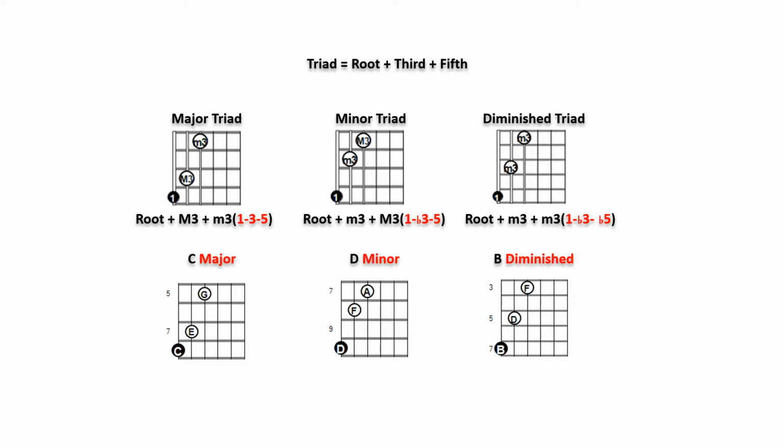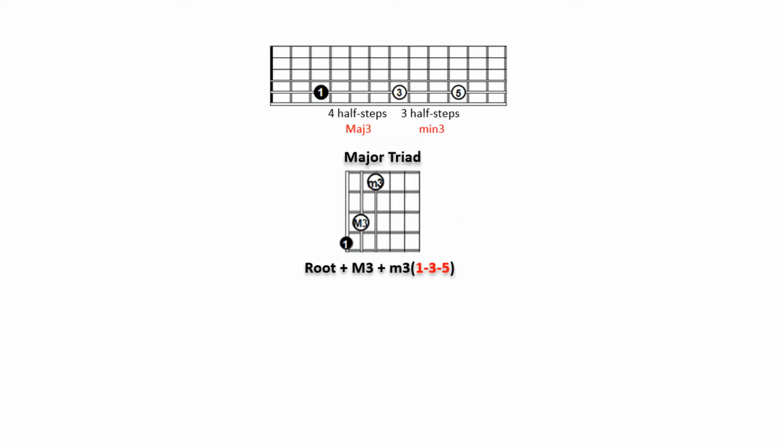Now there are 3 types of triads in the major scale: major, minor, and diminished. A triad is made up of the root, third, and fifth intervals. We can build any triad by stacking thirds on top of the root note. There are 2 types of thirds in a triad: a minor third of 3 half steps and a major third of 4 half steps. The interval formula for a major triad is 1, 3, 5.